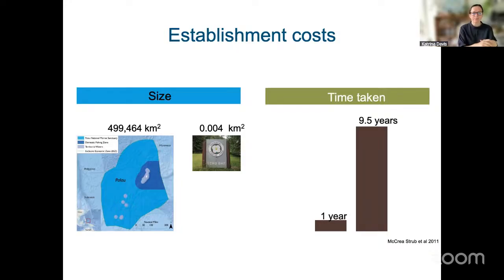So if we've got a protected area, this is the one in Palau, which is 500,000 square kilometers. This is the largest marine protected area at the time, compared to a tiny little one, which is 0.004 square kilometers. We're going to have very different establishment costs. Also, which has a large impact on establishment costs, is the time it takes to establish a marine protected area. These can be as little as 1 year, or they can go all the way up to 10. And obviously, if you're going to take 10 years to establish a marine protected area, the costs involved with that are going to be much higher.